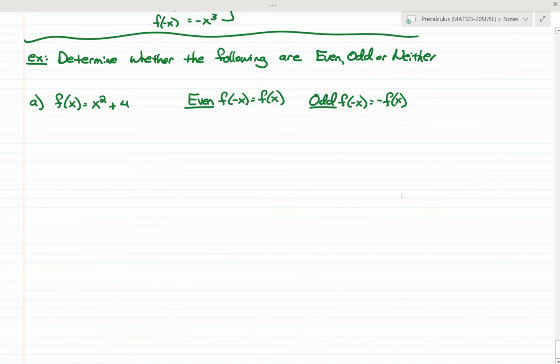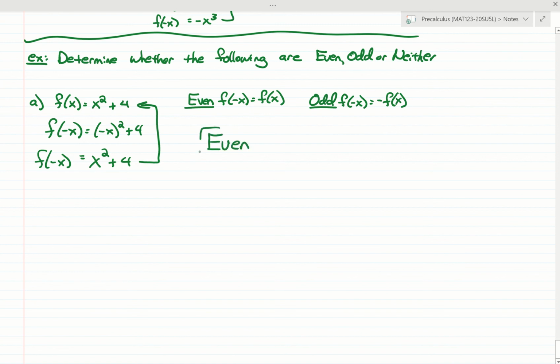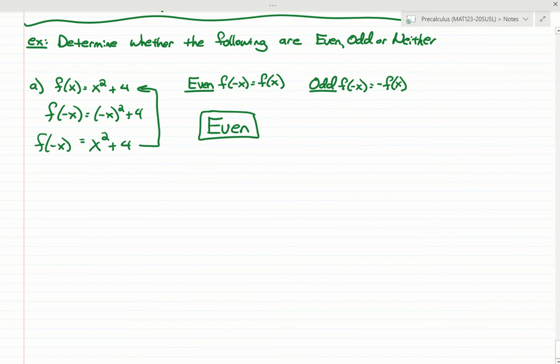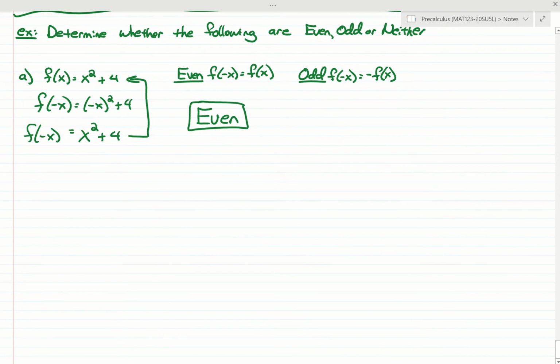Let's put in f of negative x, and we get negative x squared plus 4, which is x squared plus 4. Well, that's the same exact thing, right? So this would be an example of an even function. We put in the opposite of x, and we got the same exact thing. We only have to do it once. If we got like negative x squared plus 4, then it would be odd, but that's not what we got.